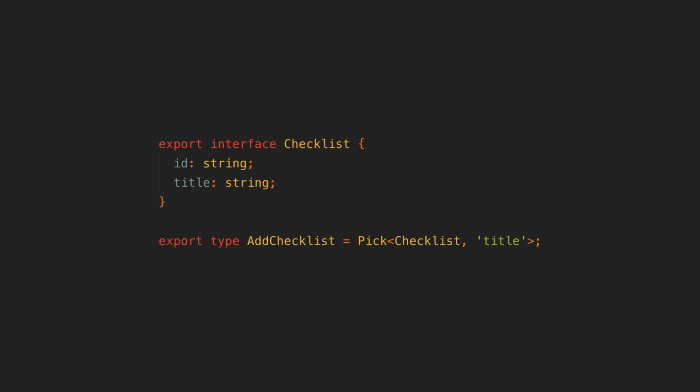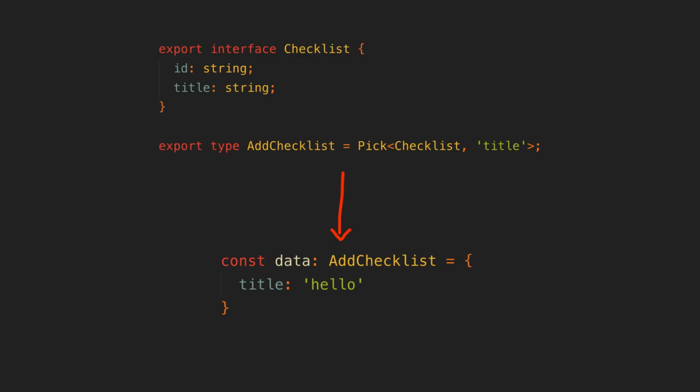TypeScript utility types are also often useful and are worth being familiar with. There are others, but the ones I use most often are pick and partial. Pick allows us to take a type and create a new type with only specific properties from that type. In this case, I'm saying I want to take the checklist type and create a new type that only includes the title property, not the ID property.